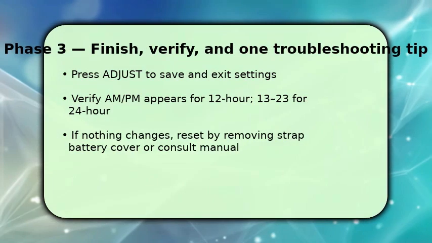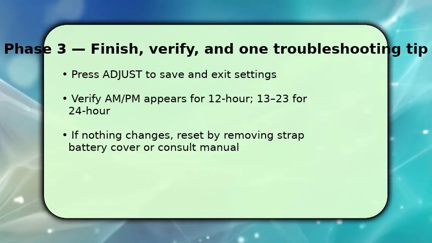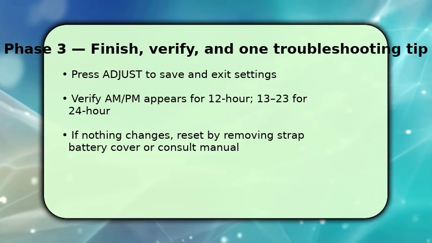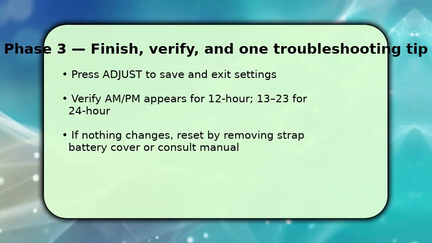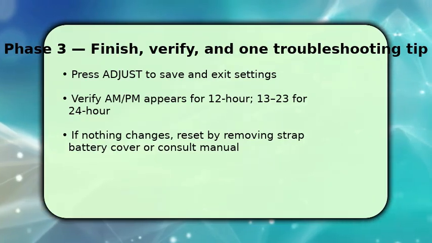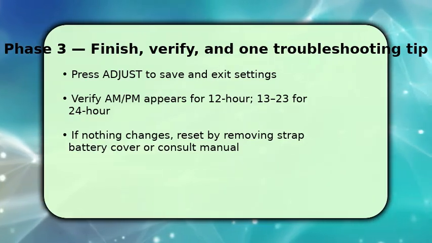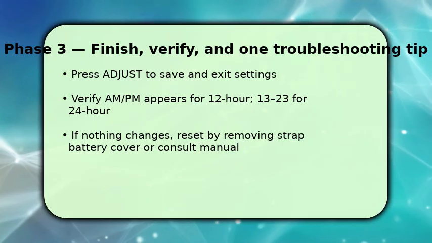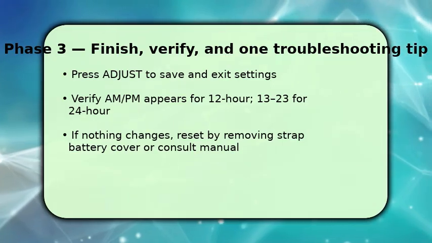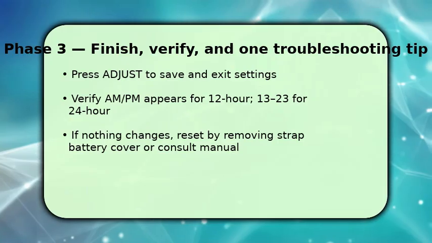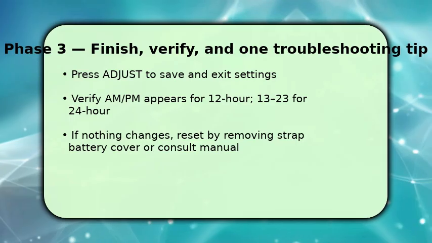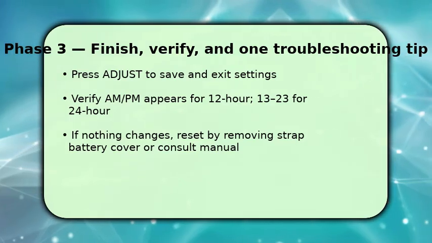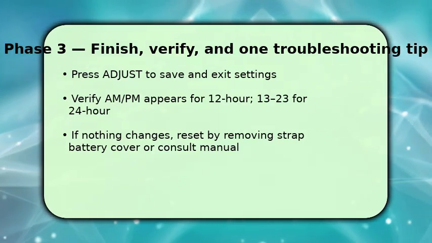The watch returns to time mode showing the new format. Check that AM or PM appears for 12-hour mode, or that hours run 13 to 23 for 24-hour. This confirms success. If the change does not stick, retry the steps and ensure you're in the main time, not an alarm. Troubleshooting tip: if it still fails, perform a soft reset or reset the battery briefly. This fixes firmware hiccups without data loss in most Casio models.